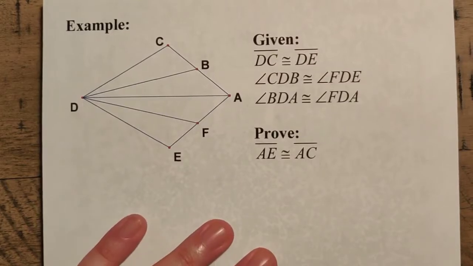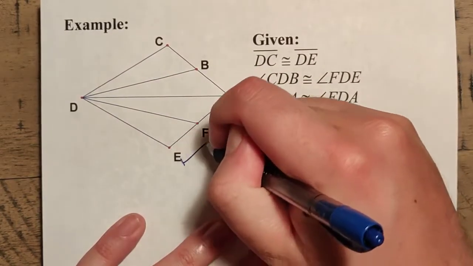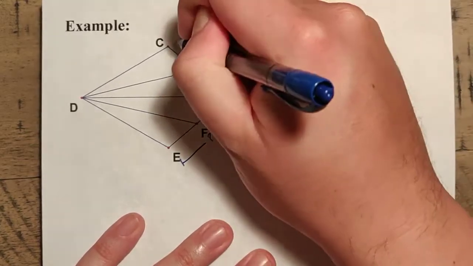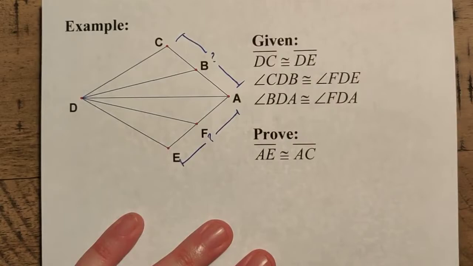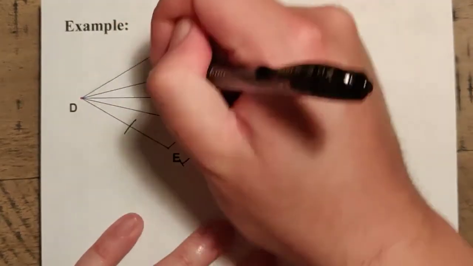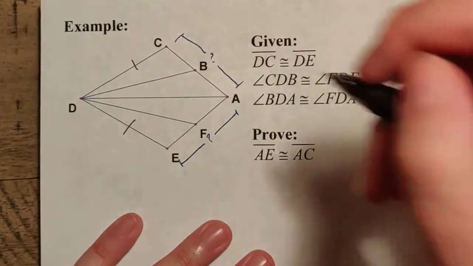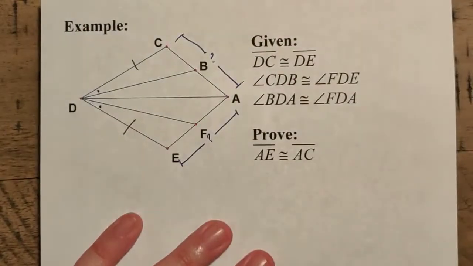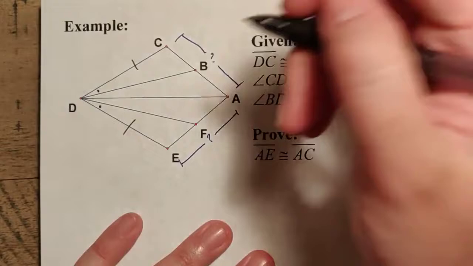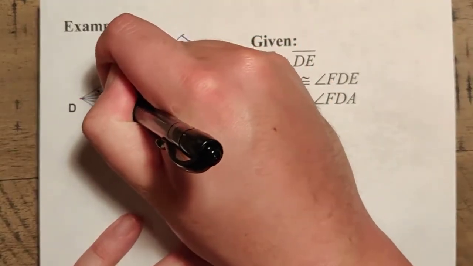So it looks like in this situation here, right, we have AE is congruent to AC. So I'm going to mark that. Or rather, that's my goal here. I don't know if they're congruent. Okay? Now, DC and DE are congruent, so let's mark that. Angle CDB is congruent to angle FDE, so here's another pair. So there's two single dots here, and BDA is congruent to FDA here, so that's a pair of double dots here.